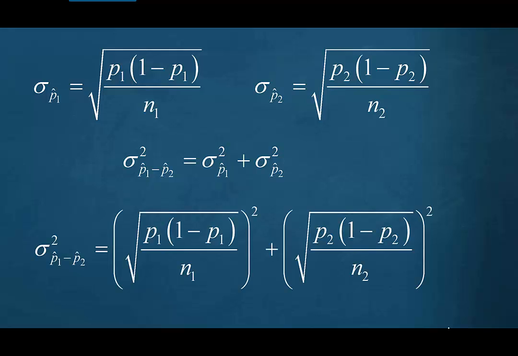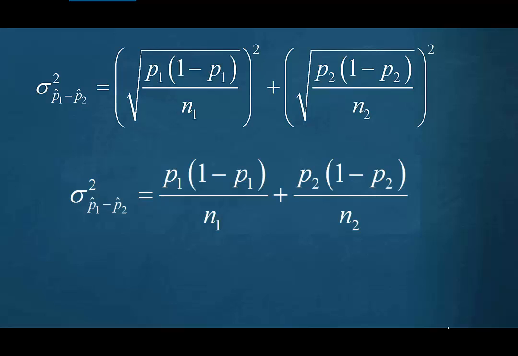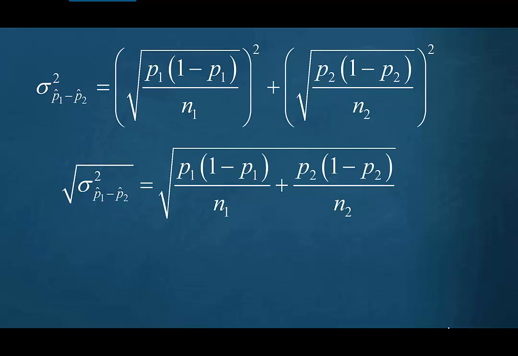And so substituting our standard deviations in to compute variances, we have the standard deviation of the first one squared plus the standard deviation of the second one squared. And the square just undoes the square root, right? Leaving us with p1 times 1 minus p1 over n1 plus p2 times 1 minus p2 over n2. Now take the square root of both sides, because ultimately we need the standard deviation, right?